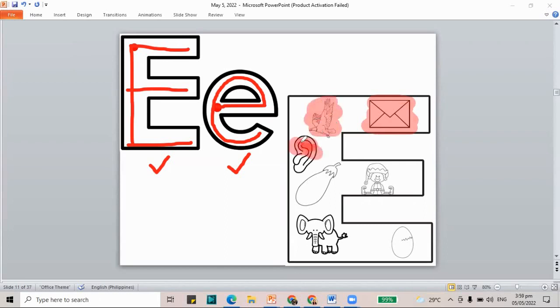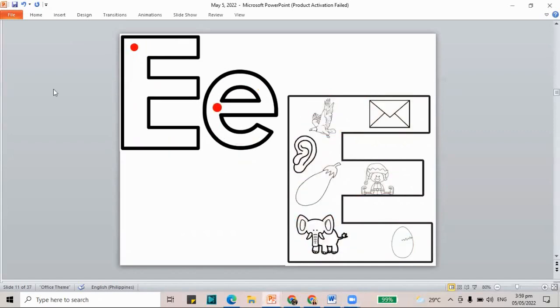E is for your ear. You use your ears to listen, to hear. E is for a vegetable, the eggplant. E is for Santa's helper, the elf. E is for a big animal, the elephant. And E is for the egg. So these are pictures that have letter E, the ones that begin with the E sound. Let's jump to another letter.